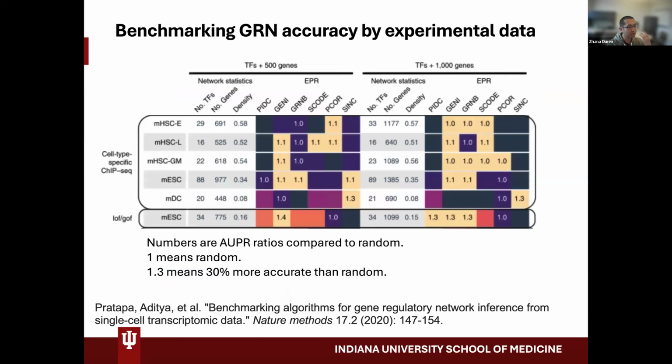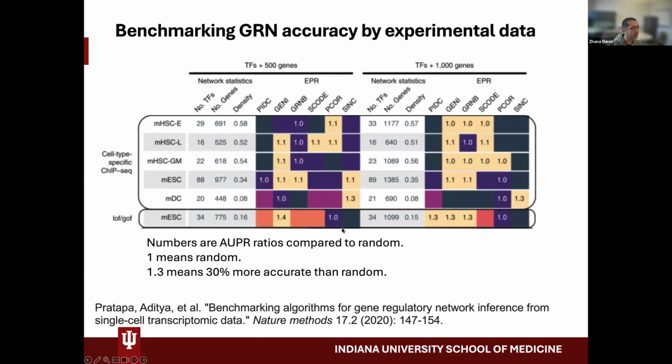So let's look at the previous studies, like the benchmarking of GRN by experimental data. This is from a 2020 Nature Biotechnology paper, benchmarking algorithms for GRN inference. In this paper, they benchmarked many GRN methods using a few data sets which have ground truth data. The values here are the AUPR ratio compared to a totally random prediction. So 1 means totally random, and 1.3 means 30% more accurate than a random prediction.